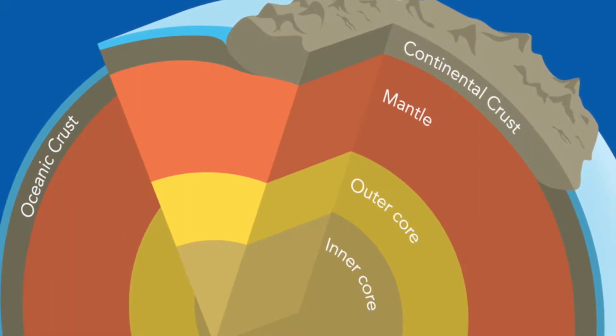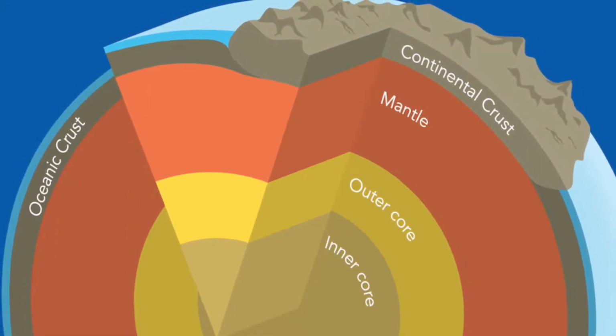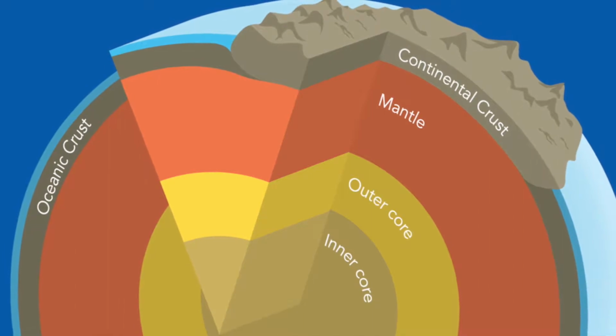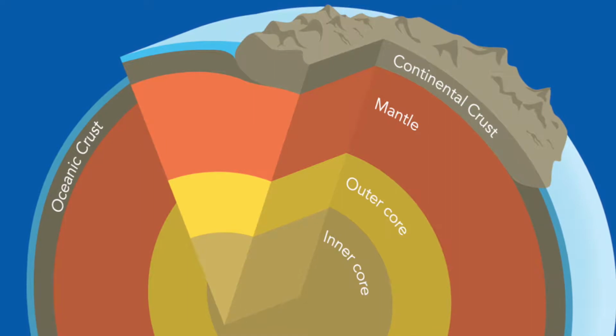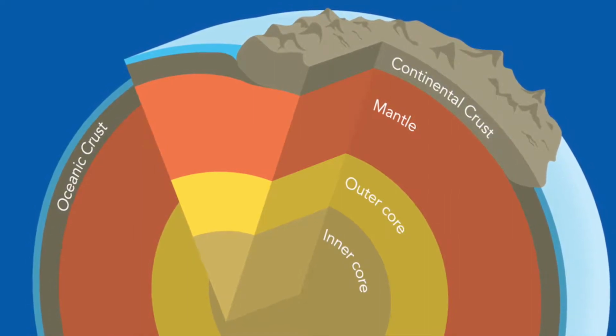Earth's outermost layer, or crust, is 100 kilometers thick. It is divided into rigid plates called tectonic plates. These tectonic plates float on Earth's liquid mantle, which is made of magma, or molten rock.